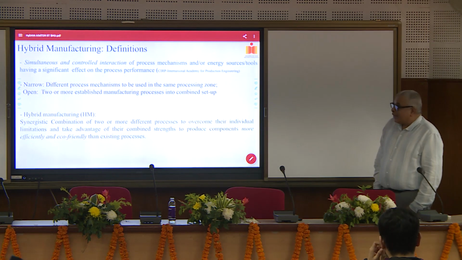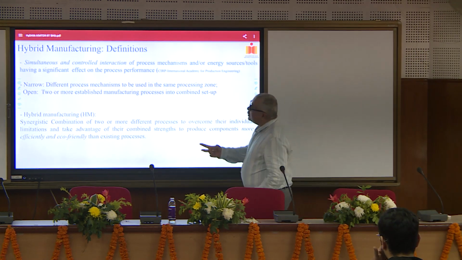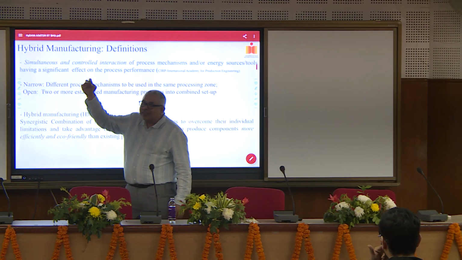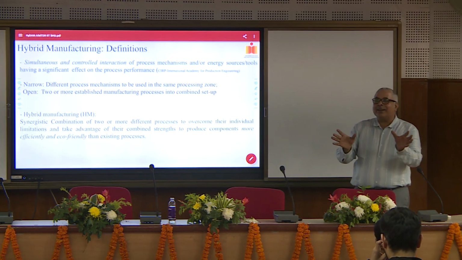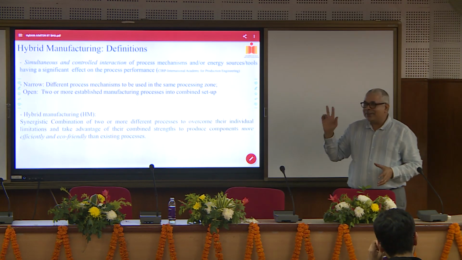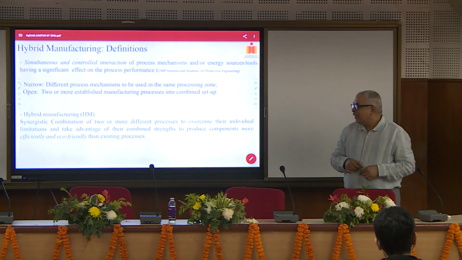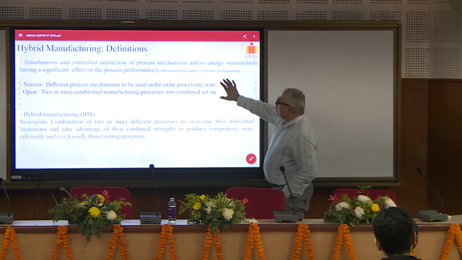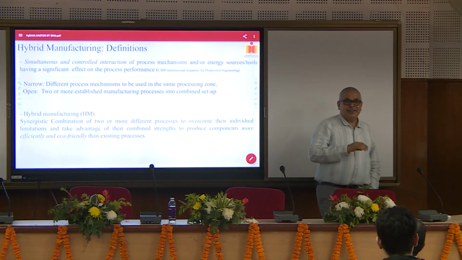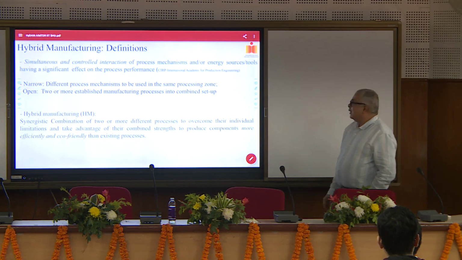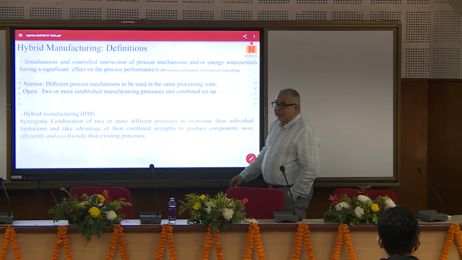Okay. But then there are many narrow definitions, and many open definitions. But here, you might not have paid attention: simultaneous and controlled. Because he was working on ECDM, combined non-traditional processes at that time. Simultaneous is not necessary; they don't have to be simultaneous when it comes to hybrid. The other one is narrow: different process mechanisms to be used in the same processing zone. It's not necessary. It doesn't have to be that narrow. And then the other one is two or more established manufacturing processes combined into a setup.